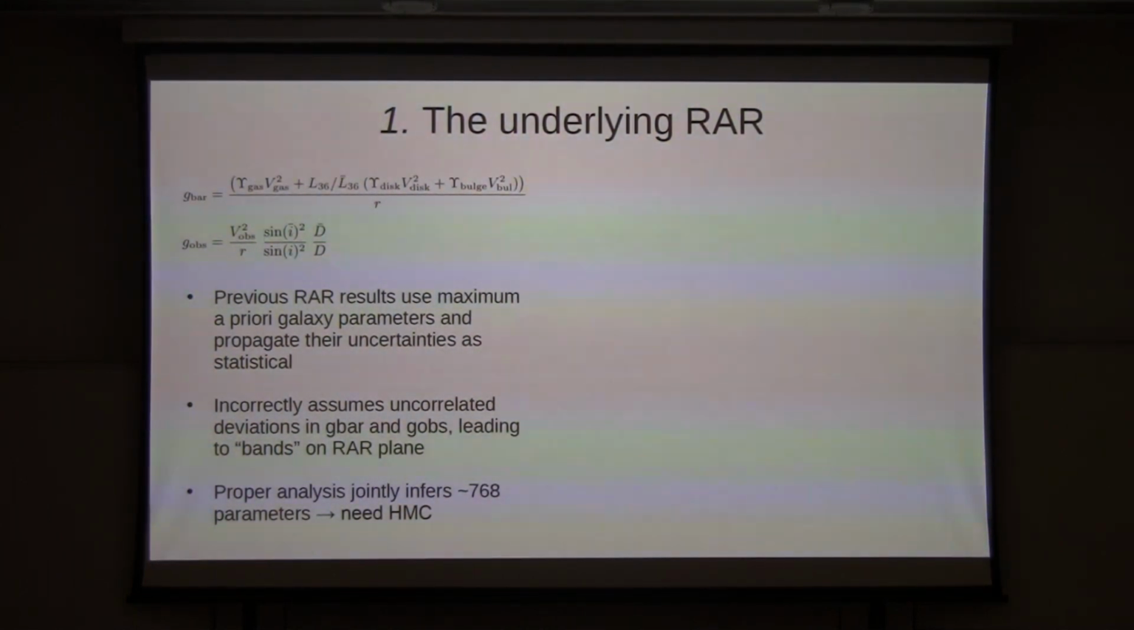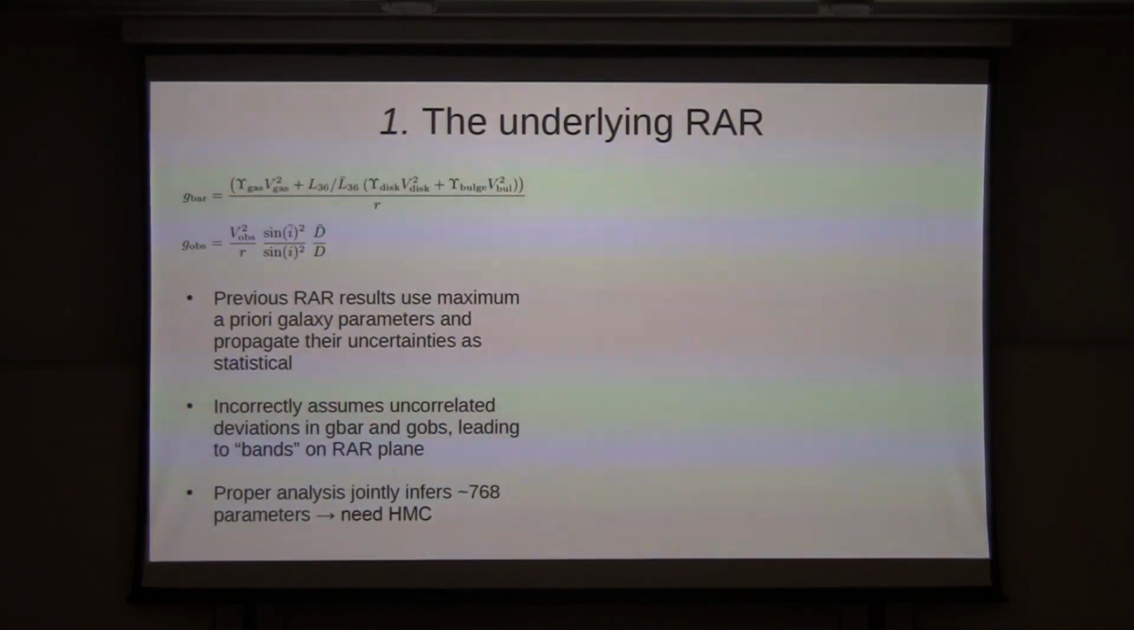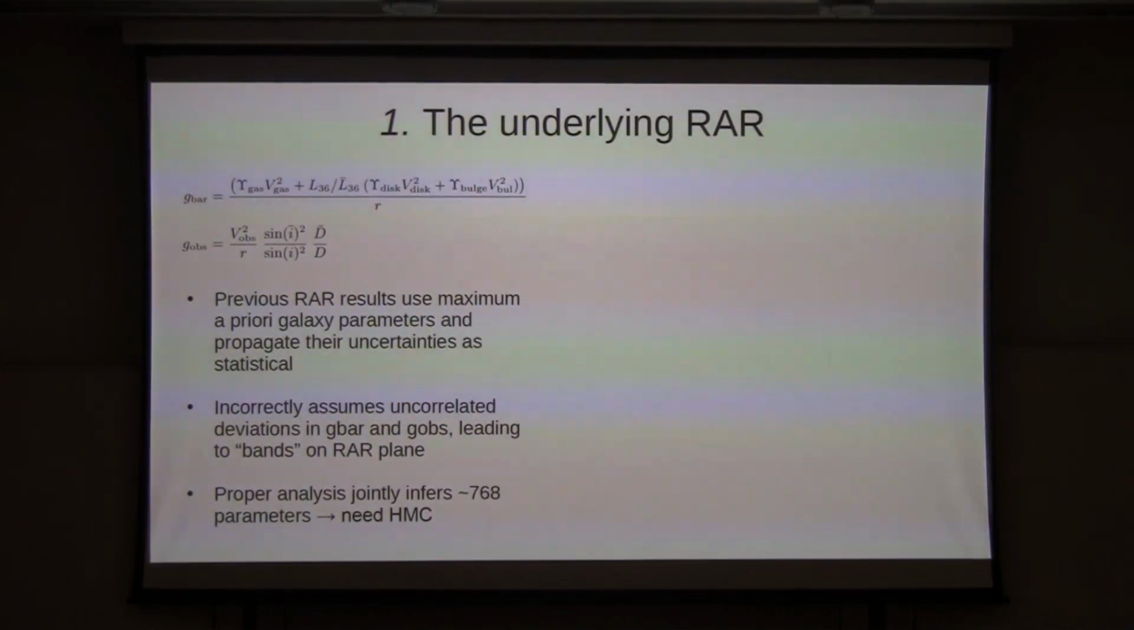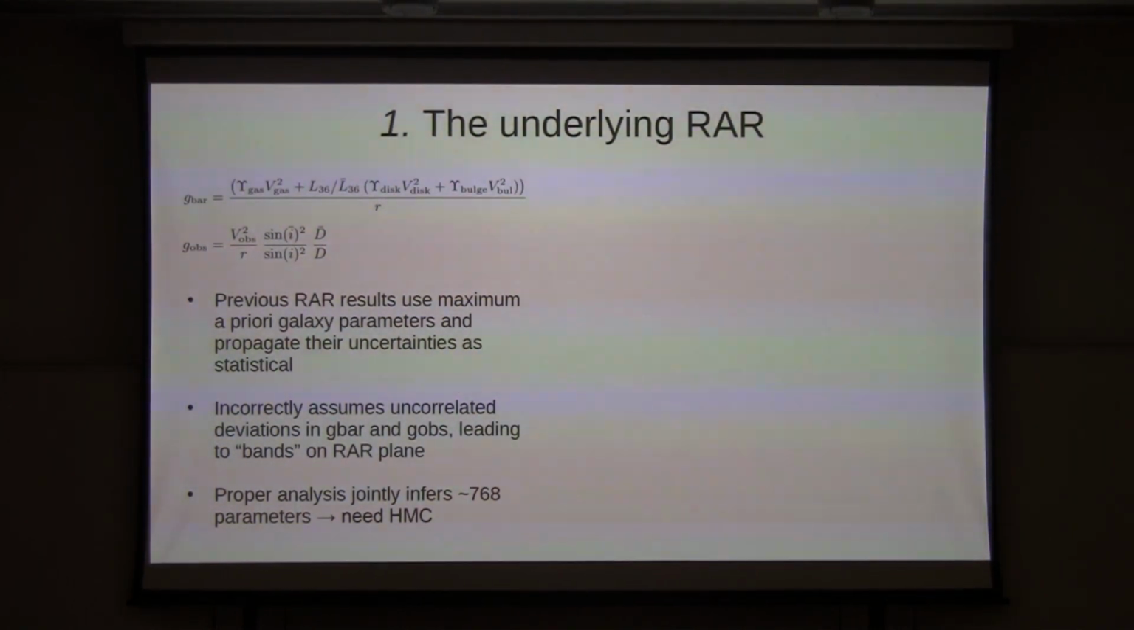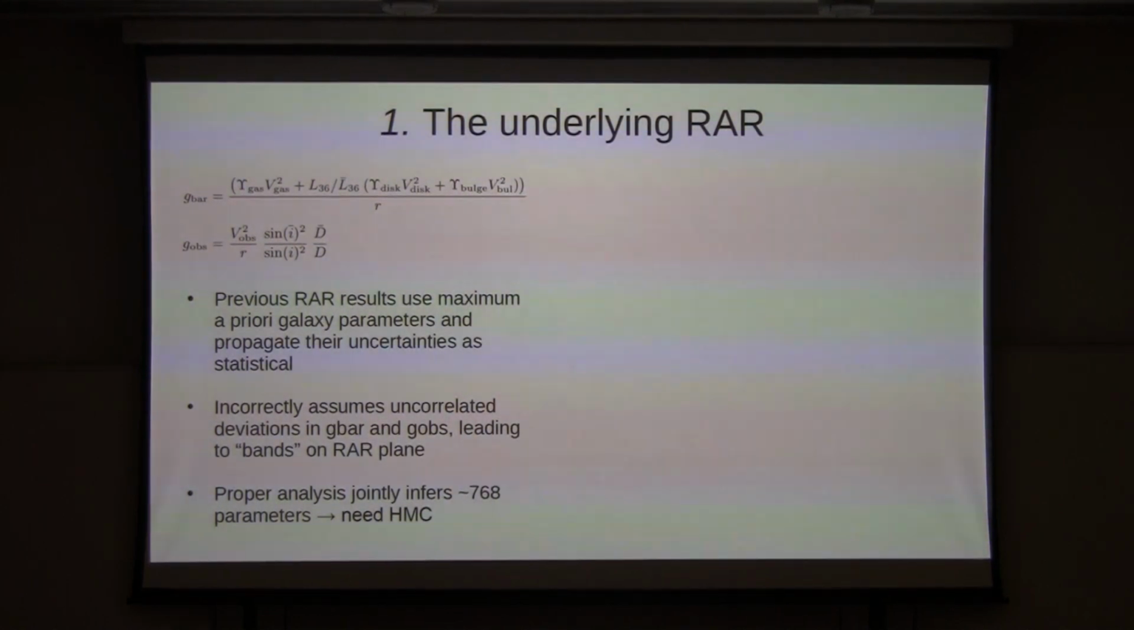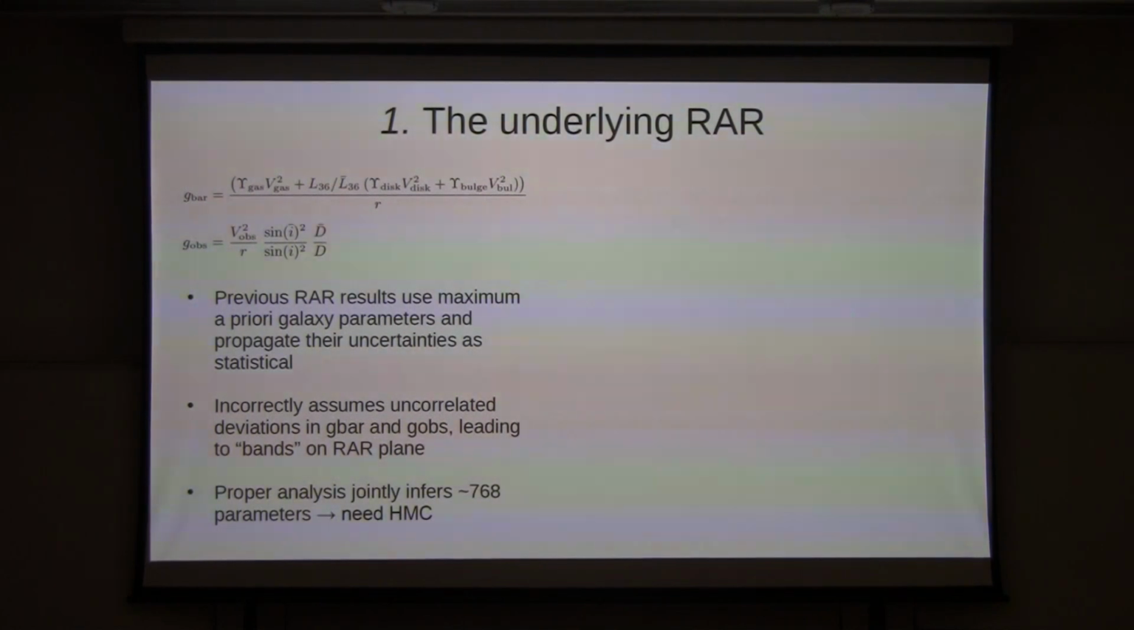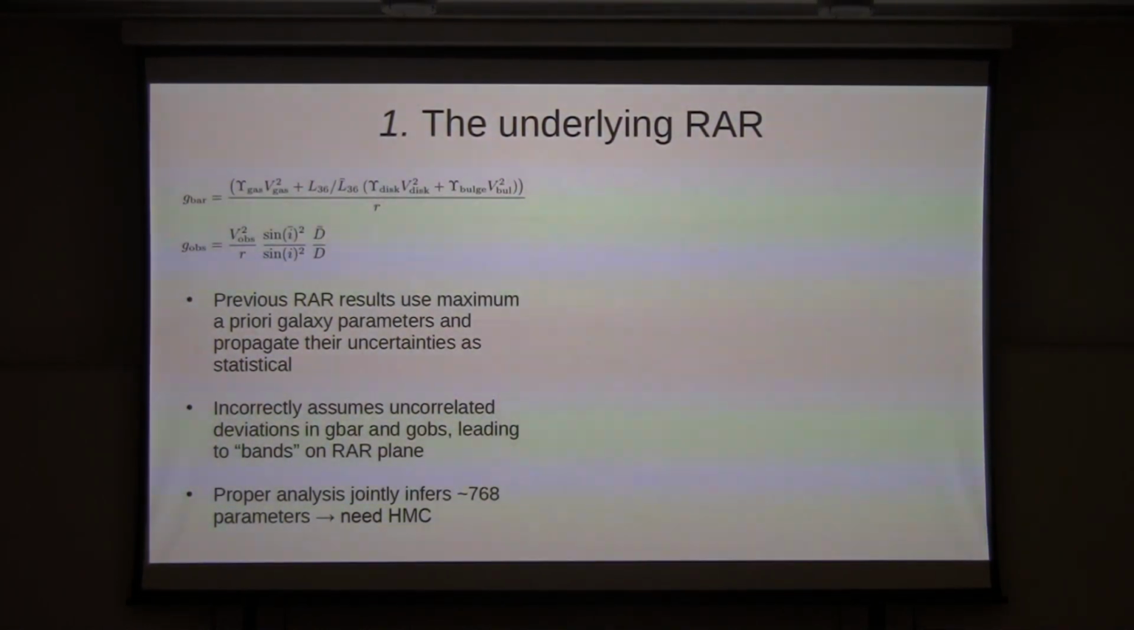So the proper way to do this analysis is to infer all of these nuisance parameters of the galaxies simultaneously with the parameters of the RAR itself that you're trying to infer. That will naturally propagate those uncertainties as systematics in the RAR, and it will map out the full degeneracies between those parameters and the properties of the RAR.